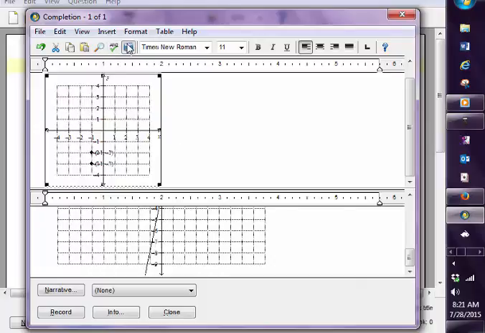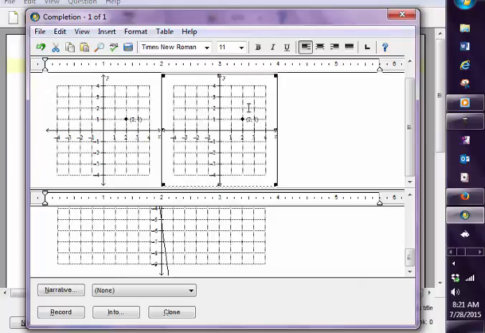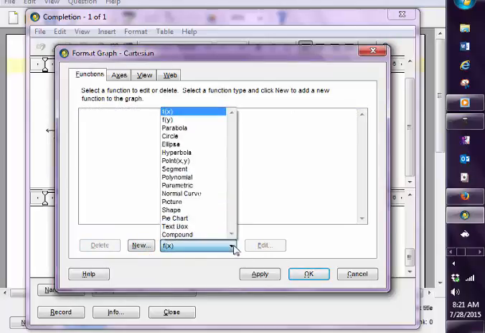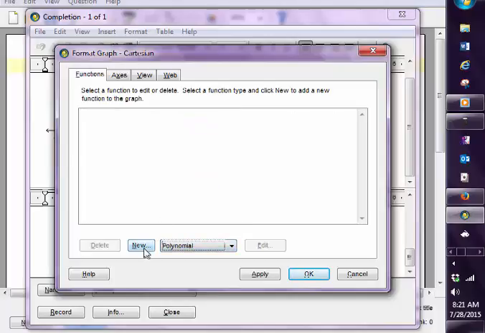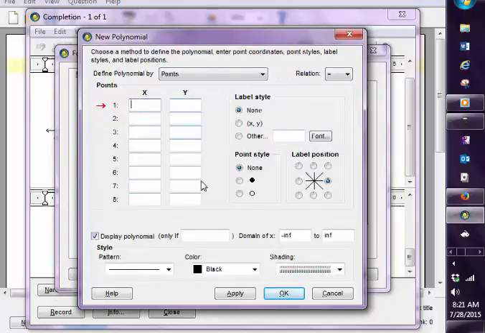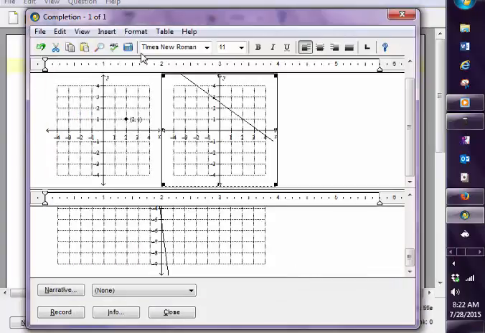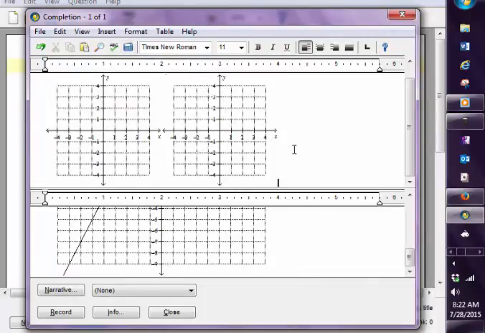Okay, so now I want to make another graph just like that one, and this time though I'm going to use the point slope form of the line by using the polynomial function. And if I go to the polynomial, I'm going to do it by points. So A, B, H, K. Now when I graph it, if you notice, it's going to graph just based on those two points. I'm looking at this graph right here.